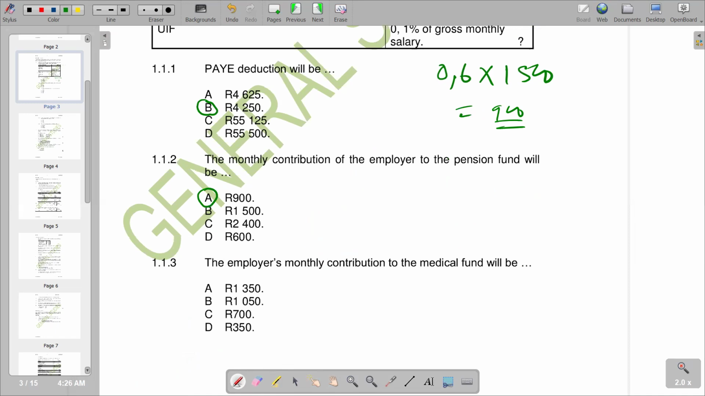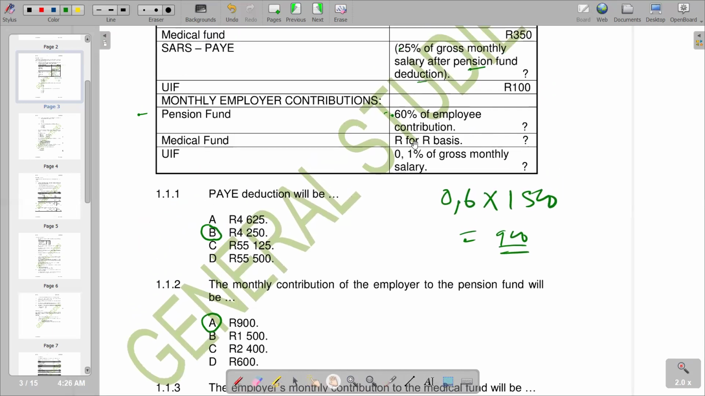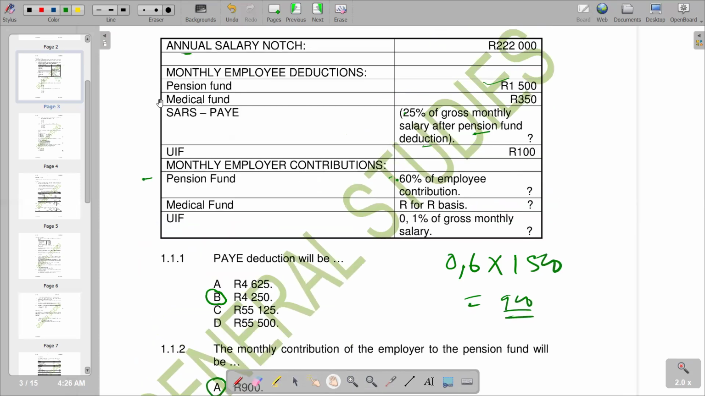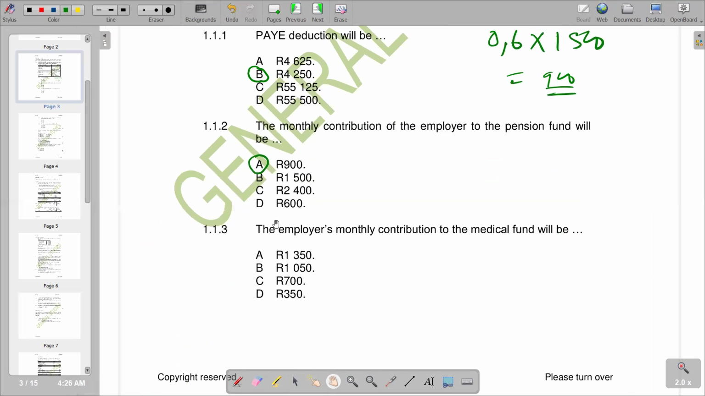Then you go to 1.1.3. The employer's monthly contribution to the medical aid will be. Our medical aid, they are saying rand for rand basis, which means the same figure that we use for the employee is also used for the employer. For the employee, we are given the medical aid fund as 350. So it's the same that we apply for the employer, 350. So we come here and see that the answer we are going to indicate is 350, which is on D.